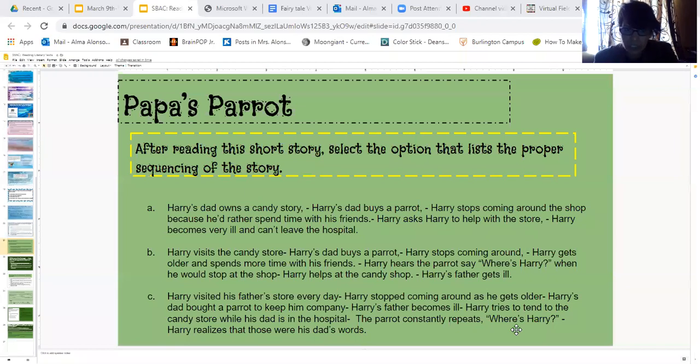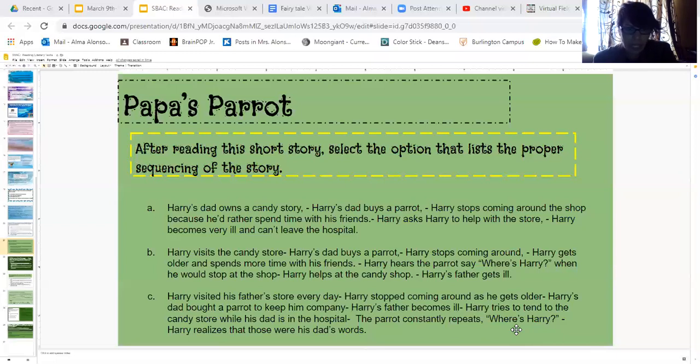Harry's dad owns a candy store. Harry's dad buys a parrot. Harry stops coming around the shop because he'd rather spend time with his friends. Harry's dad asks Harry to help with the store. And Harry's dad becomes very ill and can't leave the hospital. Think about A. Is that what really happened from the beginning to end? Is that the proper sequencing?